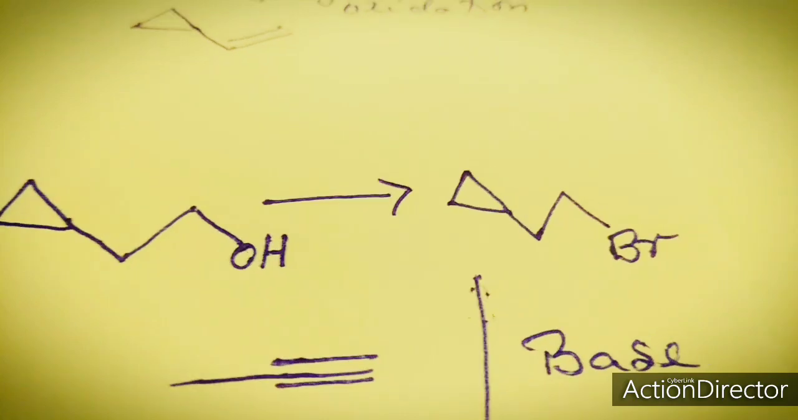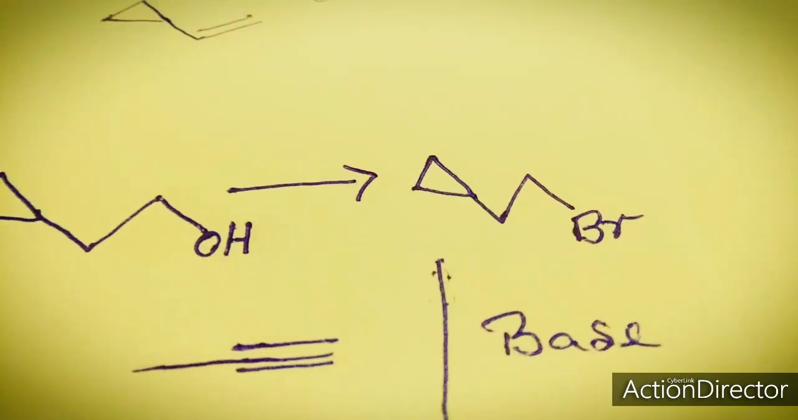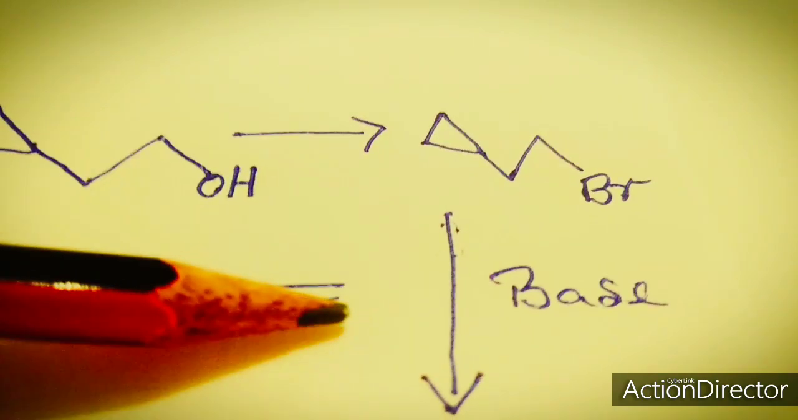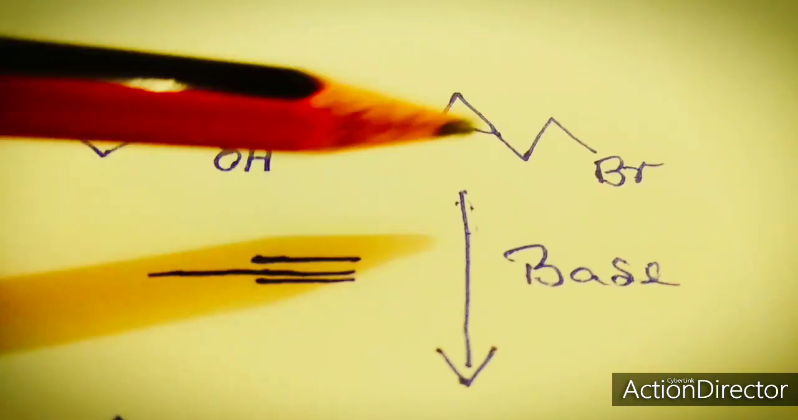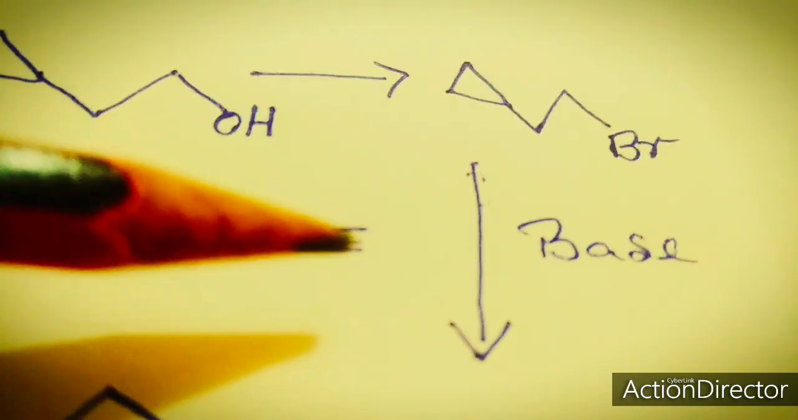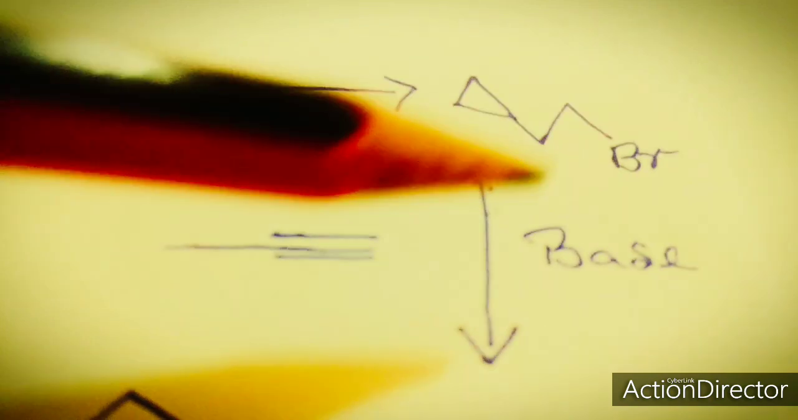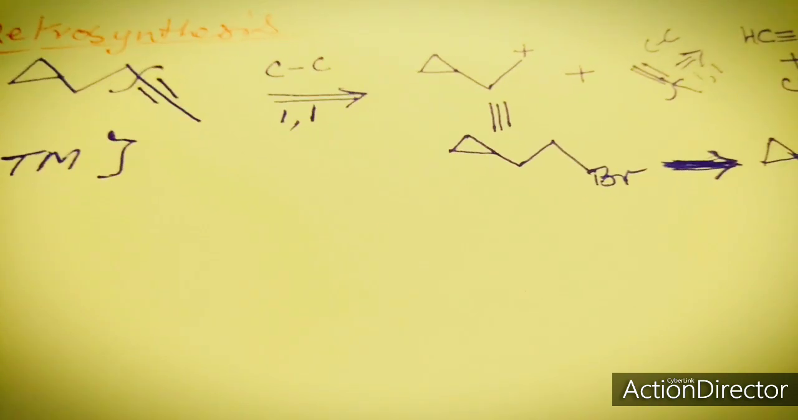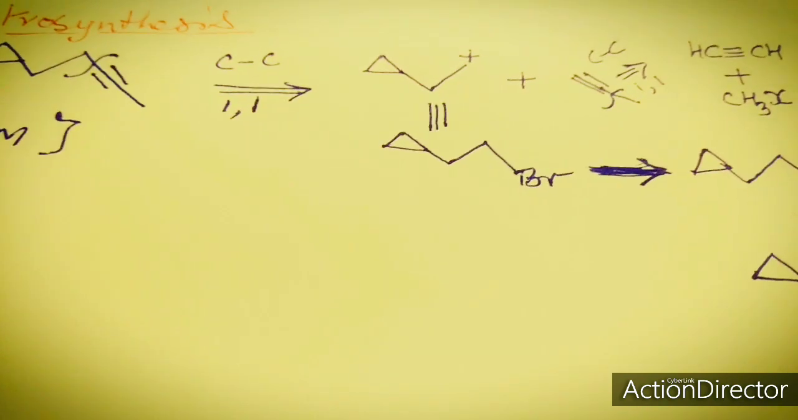And in the presence of a base, we will get the C negative. This C negative will be the nucleophile, and Br will be the leaving group. So a nucleophilic substitution takes place and we get our target molecule.